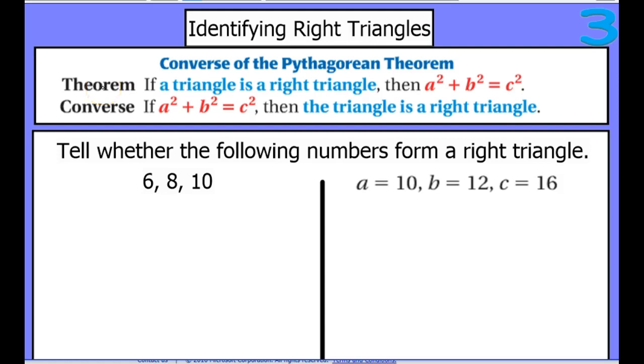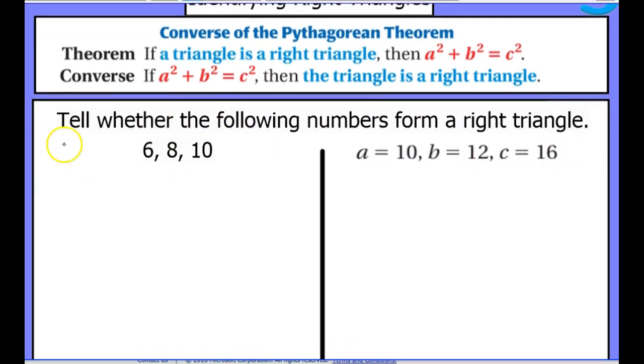Here we are again talking about the Pythagorean theorem, but we're going to learn the converse, or the opposite of this statement here. So the theorem says if a triangle is a right triangle, then a squared plus b squared equals c squared. The converse of that, if a squared plus b squared equals c squared, then the triangle is a right triangle. So we just basically flipped these two sayings. So what we need to do is tell whether the following numbers form a right triangle. So we need to figure out if a squared plus b squared equals c squared.